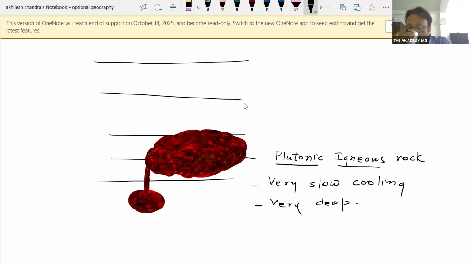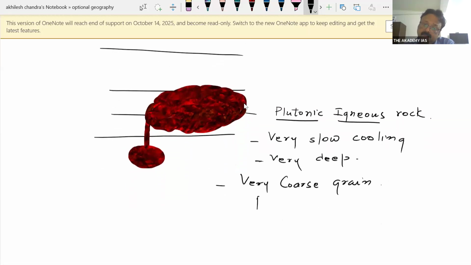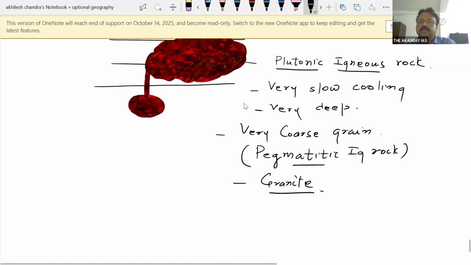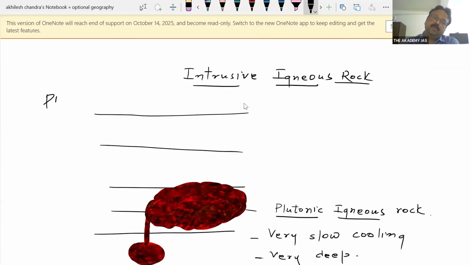And that's why you will find very coarse grain igneous rock. What we call very coarse grain, pegmatites. Pegmatitic igneous rock. And the best example, we have so many: granite, batholith, laccolith. So granites are the best example. Pegmatitic igneous rock, granites, they are plutonic igneous rock.